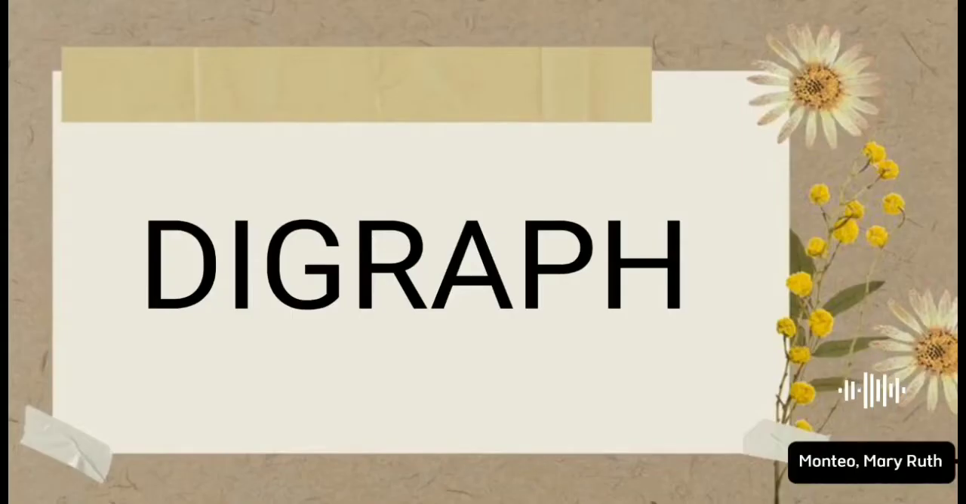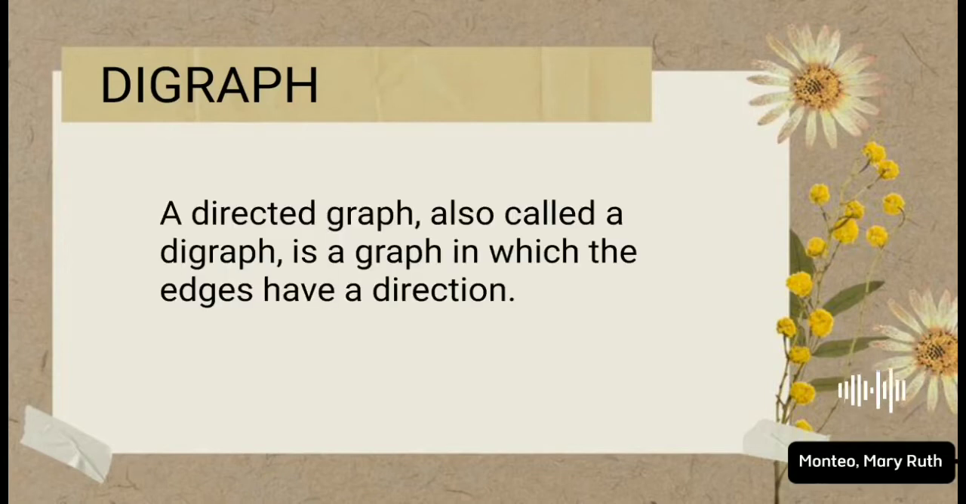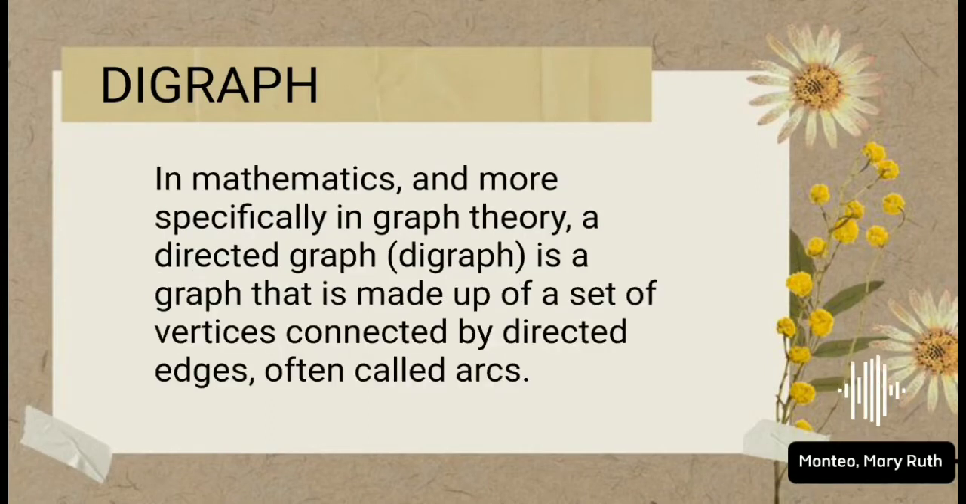Today's lesson, we will tackle the digraph. So first, what is a digraph? A directed graph, also called a digraph, is a graph in which the edges have a direction. In mathematics, and more specifically in graph theory, a directed graph or digraph is a graph that is made up of a set of vertices connected by directed edges, often called arcs.